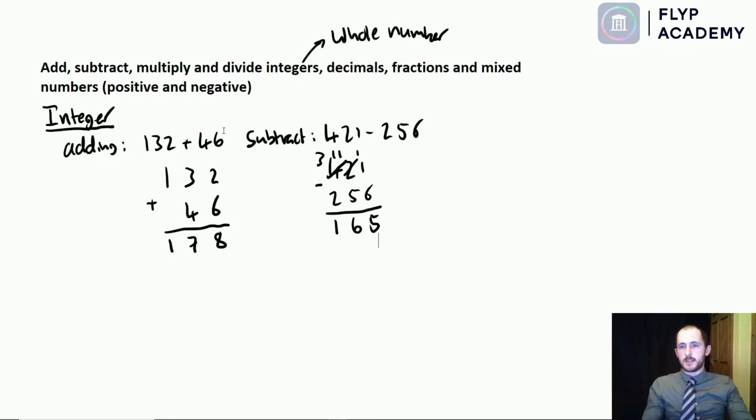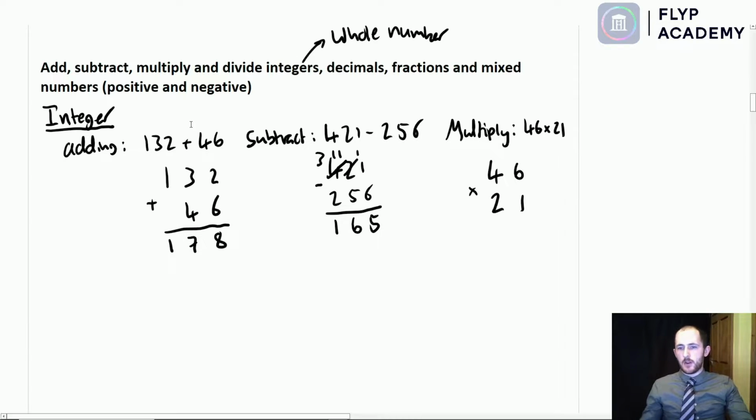Next, what we're going to do is multiply. And again, we're going to be using the column method. So let's do 46 times 21. So again, you'd put the 4, the 6, and again, make sure you space out your work.